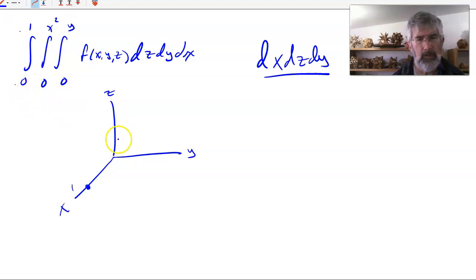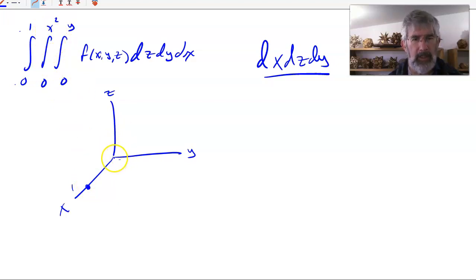So x equals 0 was the yz plane, y equals 0 is the xz plane, and z equals 0 is the xy plane. And since those are all lower bounds on this interval, we're talking about x, y, and z are all positive. So I'm out here in the first octant. Now, the upper bounds, we've already mentioned x is 1. For y, the upper bound is y equals x squared.